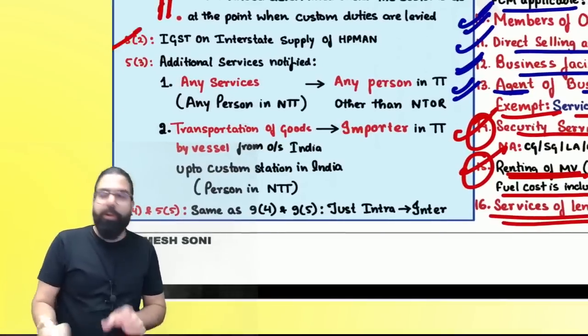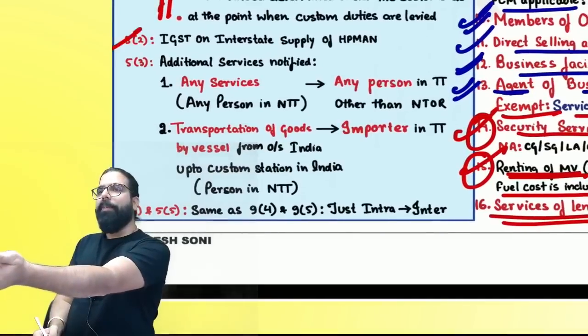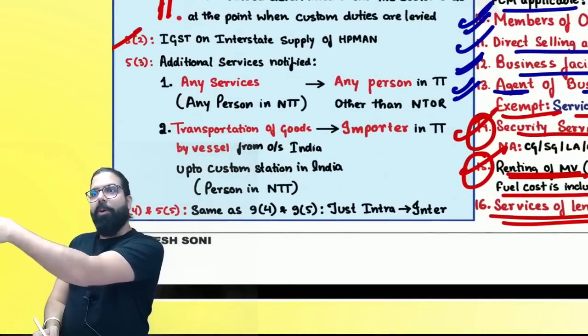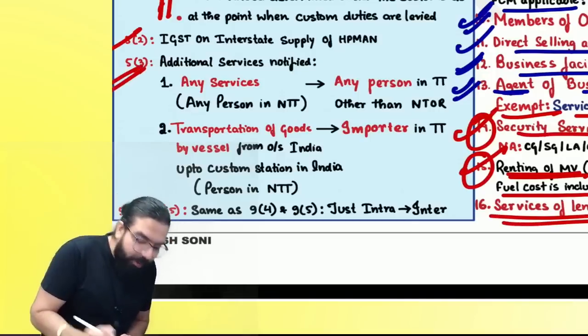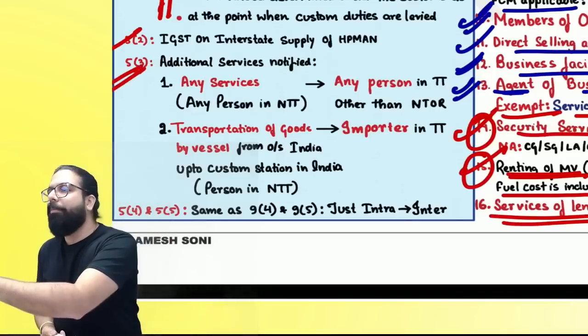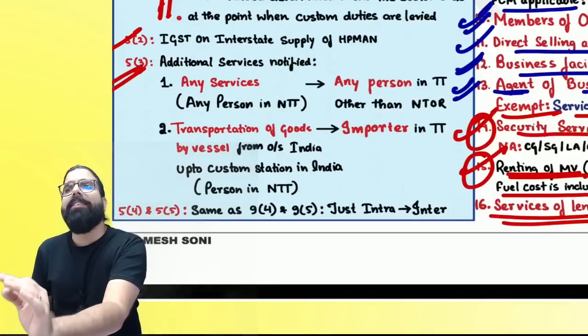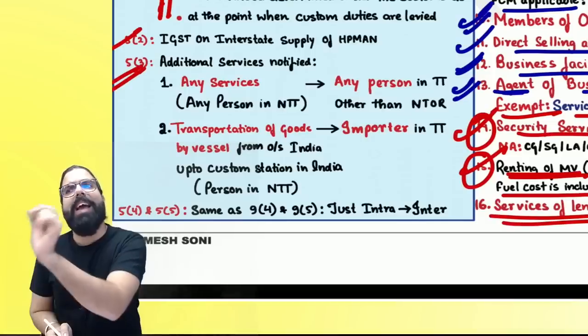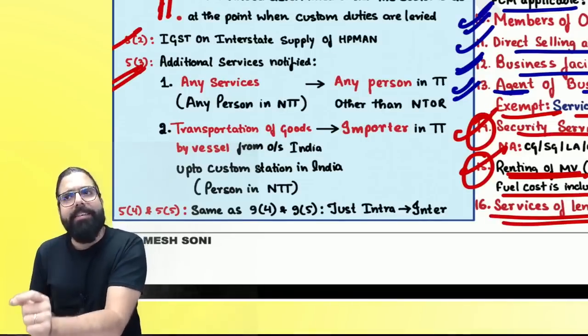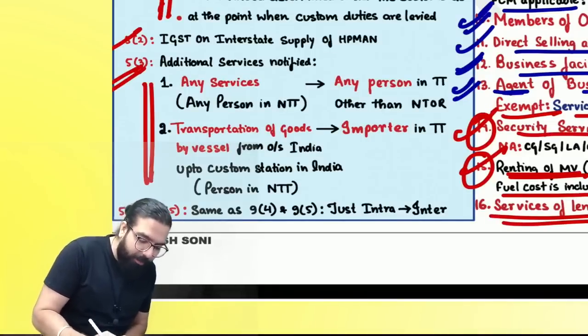The next one is 5.2, the interstate supply. GST will come from a date notified by the government on the recommendation of the Council. In section 5.3 we had diagrams: for intra-state supply, CGST and SGST; for interstate supply, IGST. Along with that, 2 additional services have been notified.